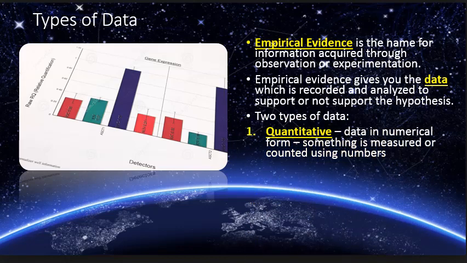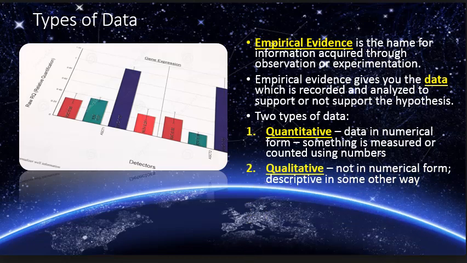The two types of data, one is quantitative, and that's just data in numerical form. So whether you're measuring something or counting it or weighing it somehow, if you're using numbers, it's quantitative. Anything else basically is going to be qualitative. So if you're not using numerical form, you're just being descriptive in some way, that's qualitative.